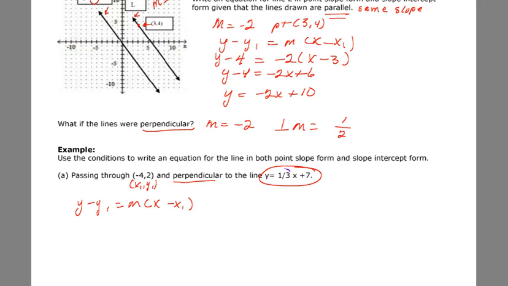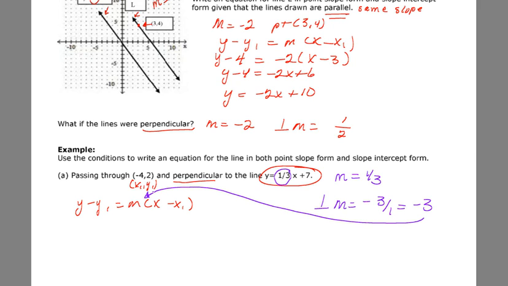Well, what's the slope of this line? There it is right there. M is equal to 1/3. The slope of that line is 1/3. But the line I want is perpendicular to that one. So if this line has a slope of 1/3, what's going to be the perpendicular slope I need to use? The negative reciprocal. The negative reciprocal of 1/3 is -3/1, or you could just call it -3. There's the slope that we need to put in our equation.